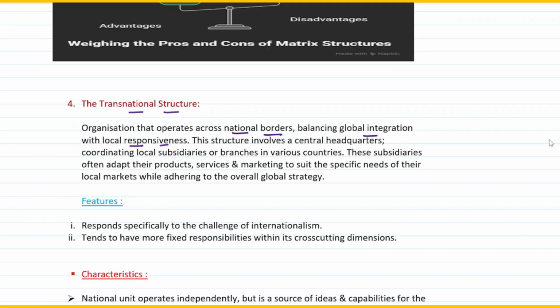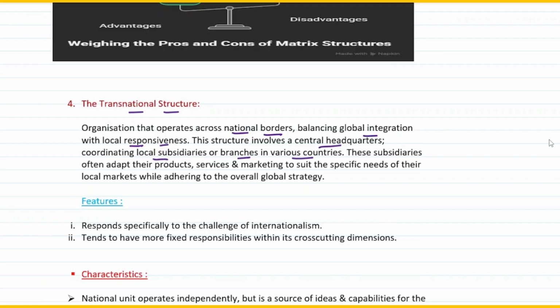This structure involves a central headquarters coordinating local subsidiaries or branches in various countries. I hope you understand. Keep the Apple example, or any of the IT companies you can take as an example. For example, you can say Hewlett Packard. Hewlett Packard is a very big company, so they are operating here. Similarly, you can have other audit firms like Ernst and Young. So they have the central headquarters in their own country, whereas they have a branch or subsidiary working in India. So that's what transnational is all about.